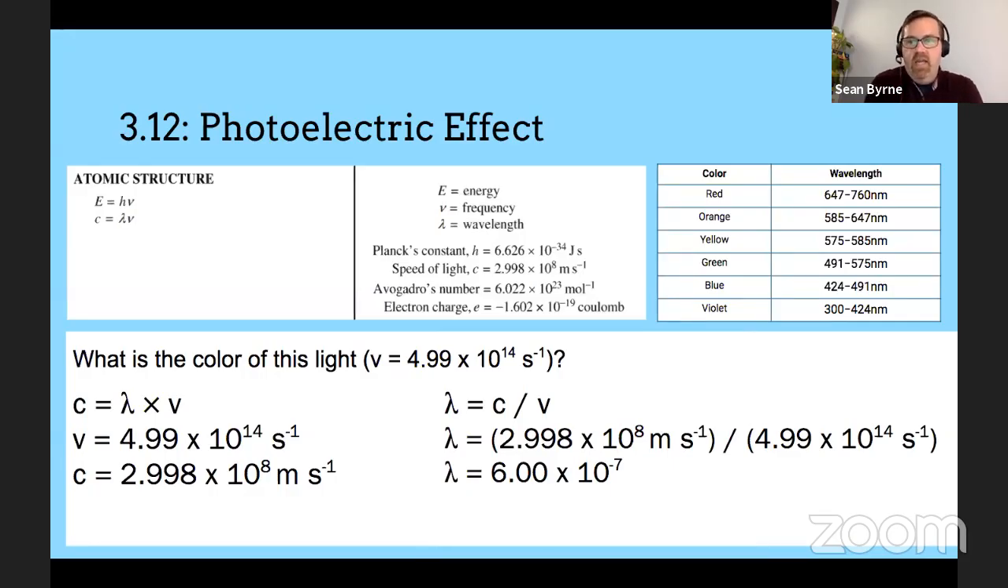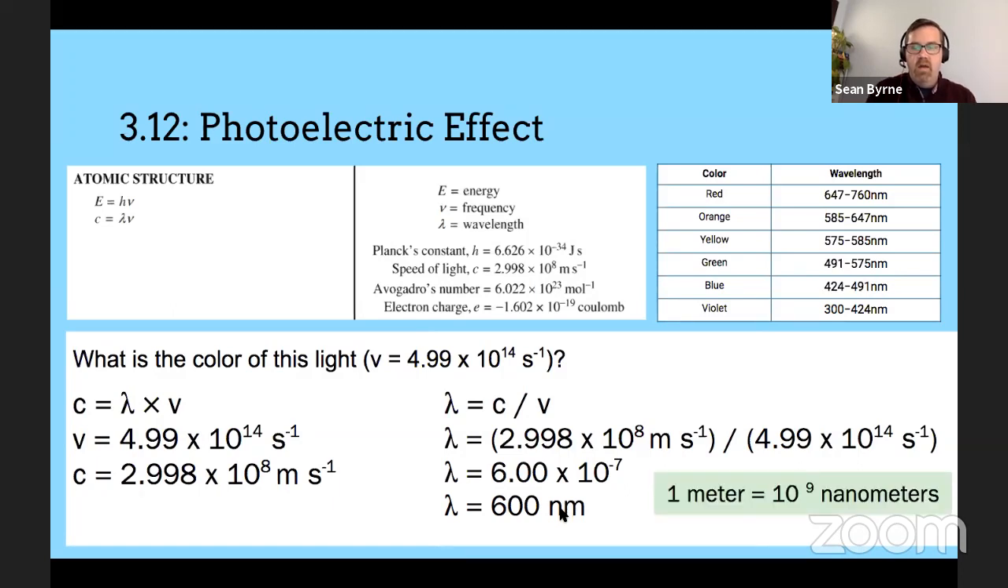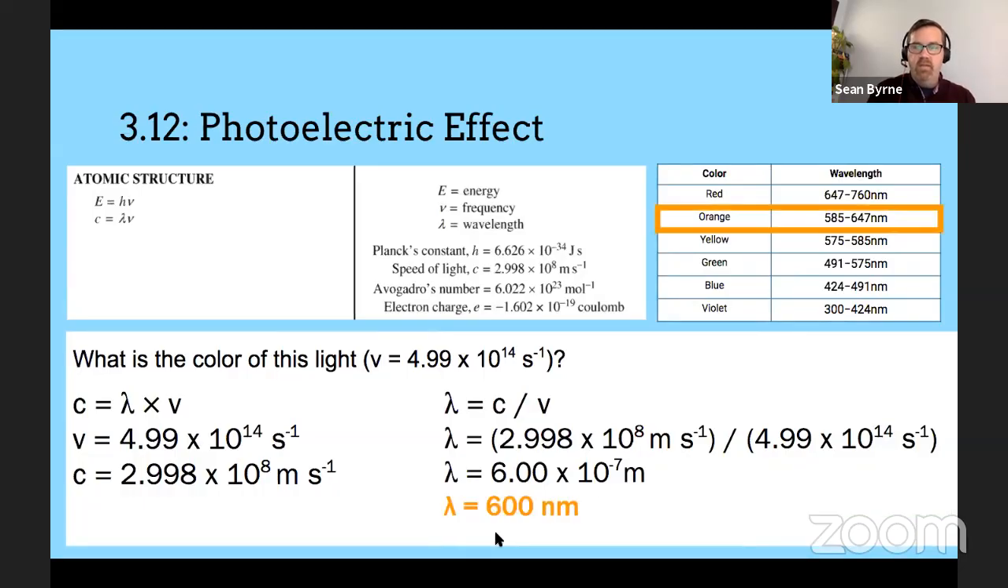The tricky thing at this point would be to remember what our conversion between meters and nanometers is, because what we just got in our answer, meters, would carry down. So we'd have meters. How do we convert from meters to nanometers? Well, we know that there are 10 to the 9th nanometers in a meter. And so 6.0 times 10 to the minus 7th meters is equal to 600 nanometers. And so we have orange light.